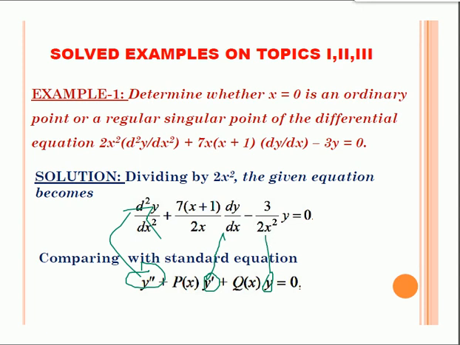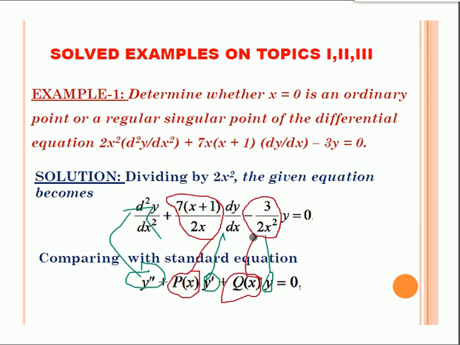Then what is required for me? The coefficients are required. The coefficient here will be p of x. This p of x is 7 into x plus 1 divided by 2x. Then it will be q of x. Remember guys, along with the minus sign, minus 3 by 2x square will be the q of x.